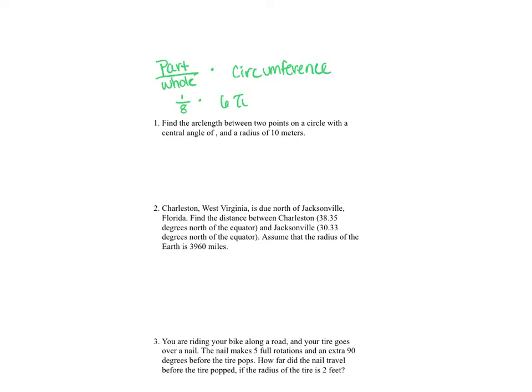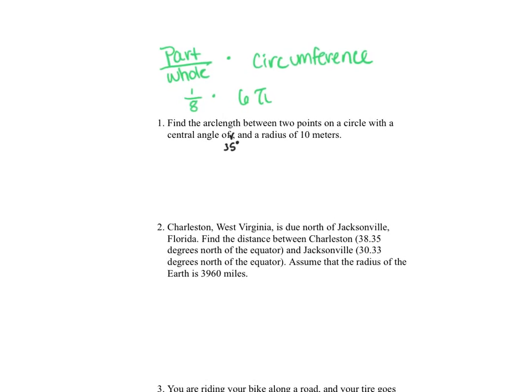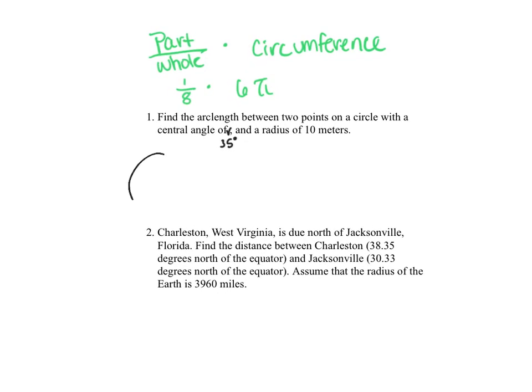So if we took a look at problem 1, it says find the arc length between 2 points on a circle with a central angle of 35 degrees and a radius of 10. So if we were to draw a picture for this, here's my circle. Here's my center. We're going to say that's about 35 degrees. So that's kind of like the amount of the pizza that we're having. And this is going to be a 10-meter pizza radius, maybe more like 10 inches for the pizza analogy, but what have you.